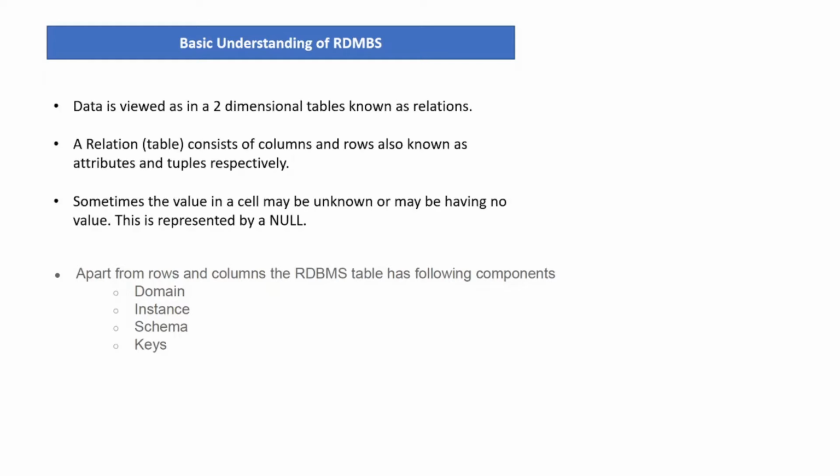Let's try to see the basic understanding of RDBMS. Data is viewed as a two-dimensional table, and the table is also known as a relation. The table consists of columns and rows, which are also known as attributes and tuples. There are other names for them also, and we'll come to know about them in the next slide. Sometimes the value in a cell of a table may be unknown or have no value. This is represented by a null.